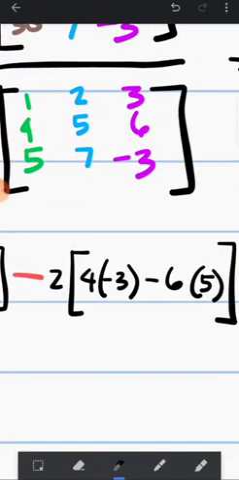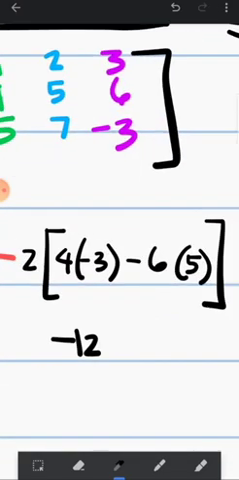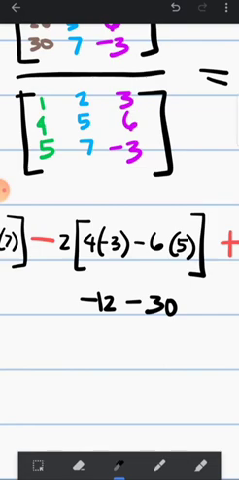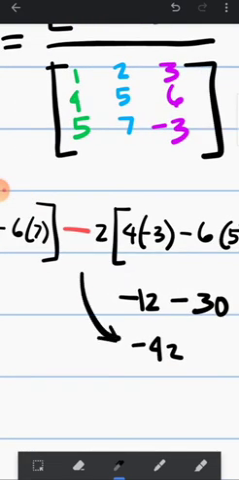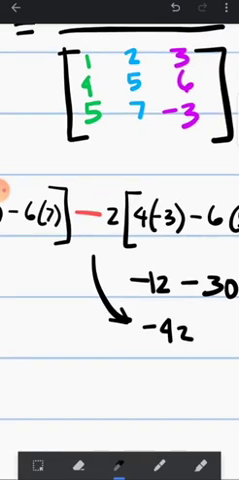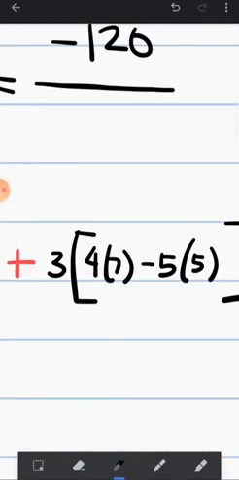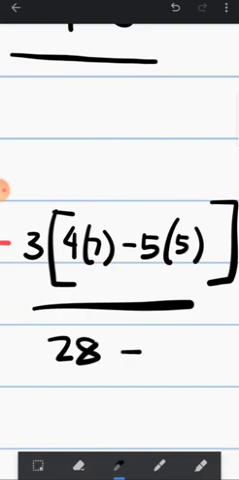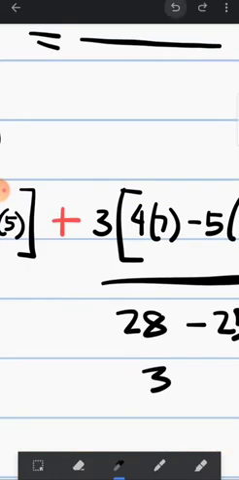And then for this term, 4 times negative 3 is negative 12 minus 30. That's 6 times 5. And that's negative 42 times negative, it would be positive 84. So positive 84. Then for this term, 4 times 7 is 28 minus 25. So 3 times positive 3 gives us 9.